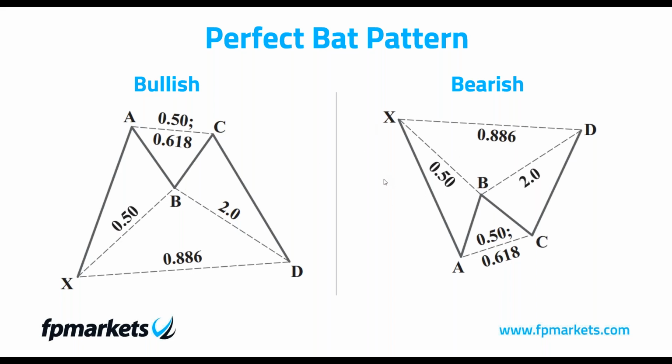So just quickly covering the bat pattern. This is the perfect bat pattern. A 50% Fibonacci retracement of XA to the B point has to be achieved. 50% is not a Fibonacci number, most of us should know that. It's just a common retracement value that many traders tend to observe. A precise 88.6% D point retracement is the defining limit within the PRZ.